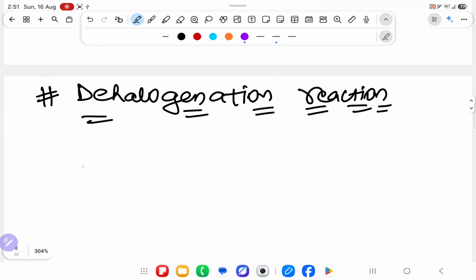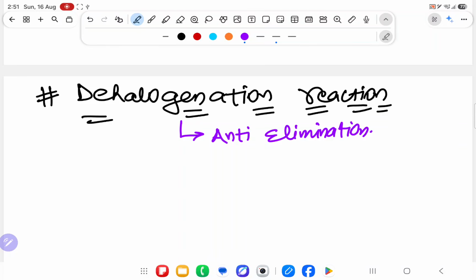On that test, a question is also coming. Suppose I will give it like that. One more thing you will write about is dehalogenation. Like I have told you, whenever you are doing the E2 mechanism, it is anti-elimination, not syn. You have to remove from the anti place. If syn or anti is not given, no problem.